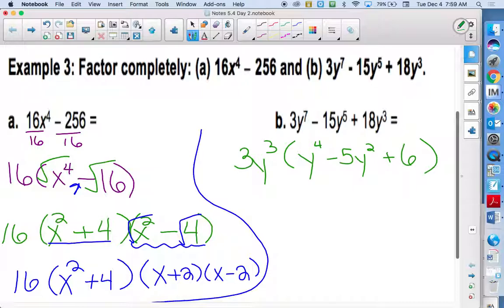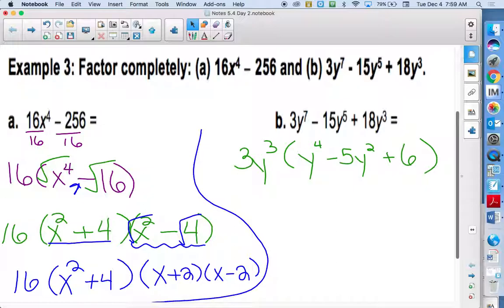So taking out a 3y cubed, we have y to the 4th. Subtracting your powers, 7 minus 3 leaves us with 4. Negative 15, subtracting the powers, there were 5, taking away 3 leaves us 2. And then we have the plus 6 because there were y cubed, but we took the y cubed out. Okay, so first up, GCF. What do you do next then? Julian, what do you think?